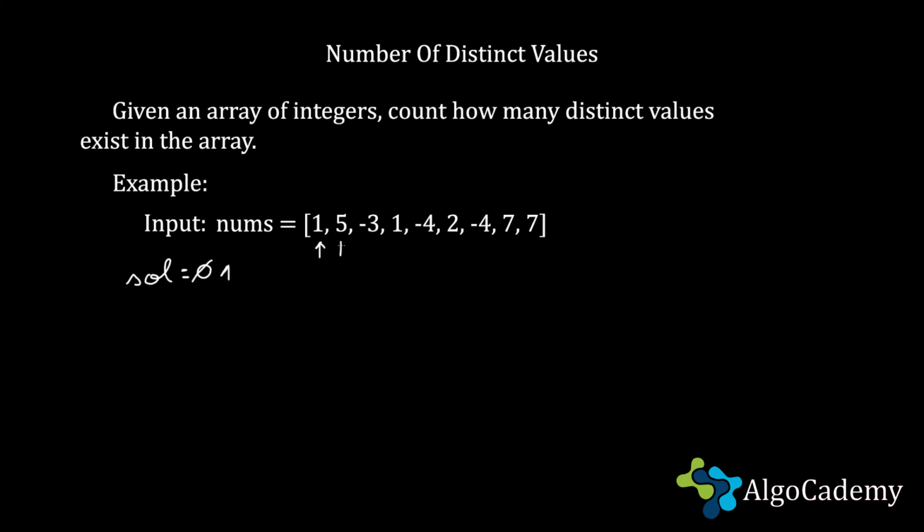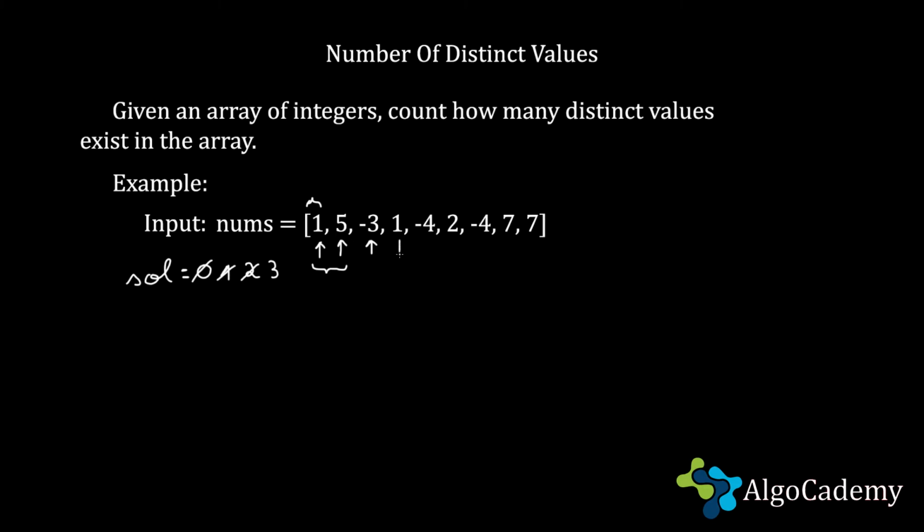Then I am at the second element, right? What have I done here? I looked on its left, and what I see is only the first element, which is 1, which is different than the current element. So obviously I haven't found this value before, and the solution becomes 2. I go at the third element, and again, I know it has 2 elements on its left. I take a look at them, 1 and 5, and because both of them are different than -3, I increase the solution and it became 3.